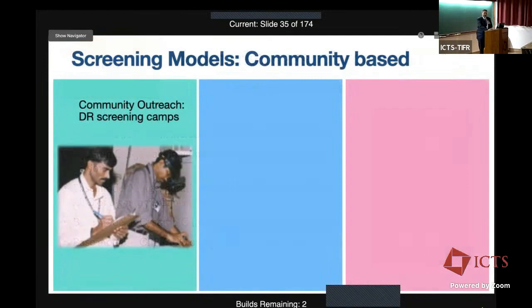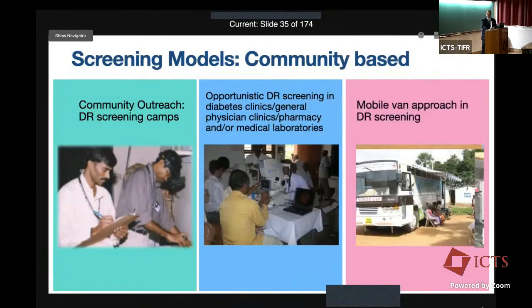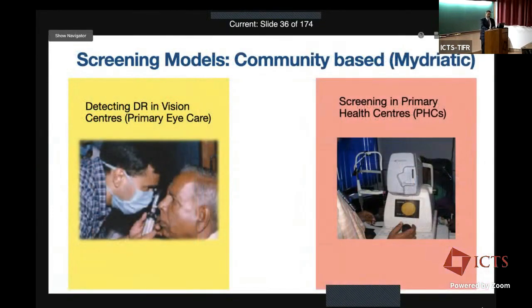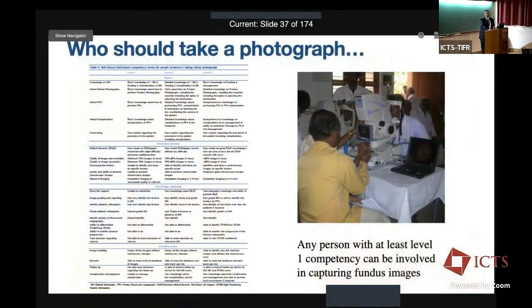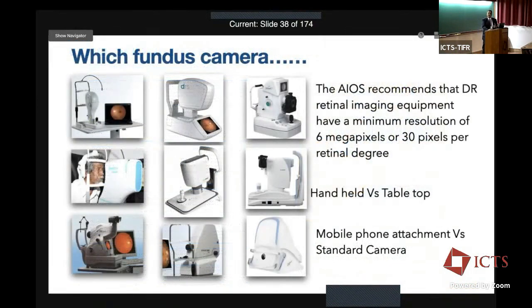retinopathy. The current screening models in India are either an outreach camp or opportunistic diabetic retinopathy screening. There are also mobile van approaches people are using. The detection can be done community-based at the primary health center using these retinal cameras, or by ophthalmologists looking at the retina. The guidelines also talk about who should take a photograph. They talk about the variety of cameras, and for screening, a minimum 6 megapixel resolution camera is reasonable enough to diagnose diabetic retinopathy.